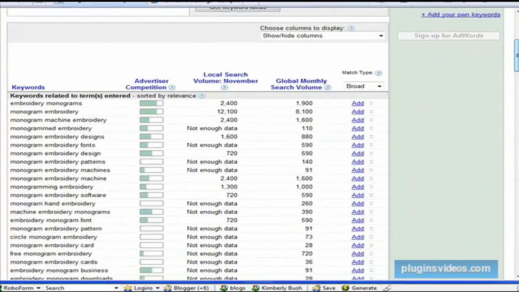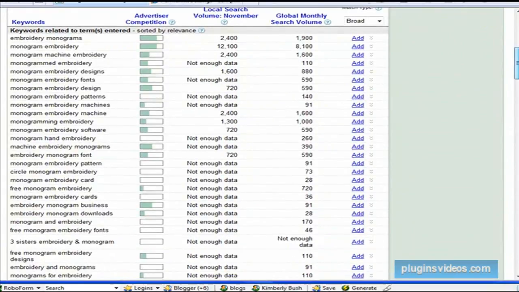Okay, so here we go. Now we start to break things down more specifically. Monogram embroidery, 8,000. Embroidery monograms, and then with an S on the end, you can see it searched for less. Monogrammed embroidery. So this gives you an idea of what types of things people are typing in. Now these numbers are not exact. Please don't count on them being exact. It's meant to give you an idea. Generally speaking, monogram embroidery machine is going to be searched for more often than with the S on the end. So that's something to keep in mind.